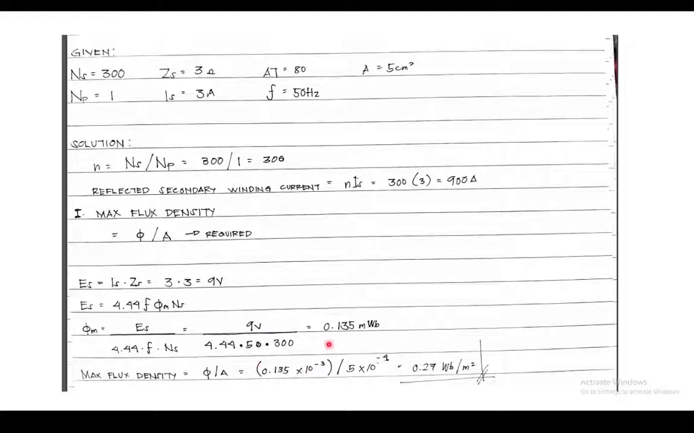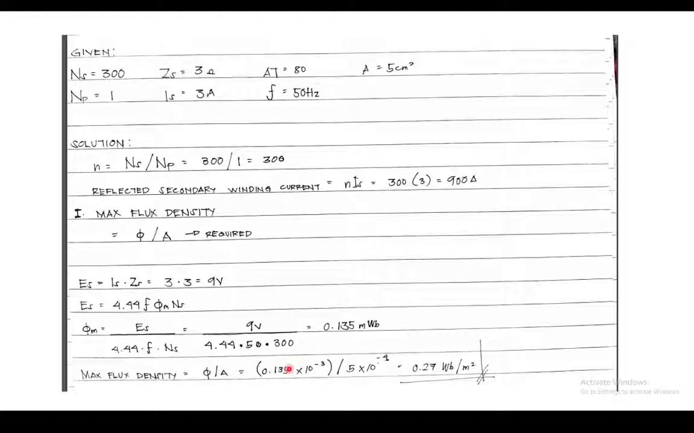So, putting that in a calculator or a scientific calculator will result to 0.135 milliweber. Ngayon, may nakuha na tayong magnetizing flux. Para makuha natin yung maximum flux density, dyan na yung pinakita kong formula. Substitute natin yung value ng magnetizing flux dito sa maximum flux density all over yung given na area, which is the 5 cm squared or the 5 times 10 raised to negative 4 meters squared.